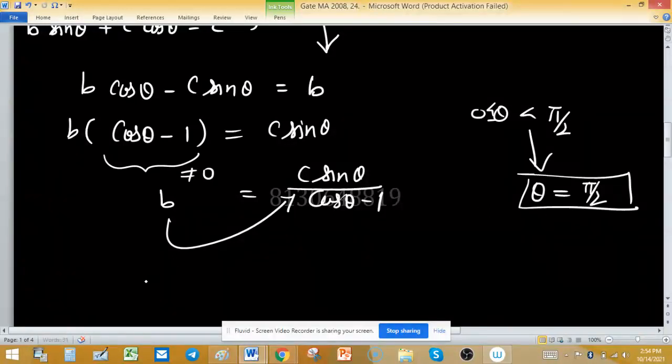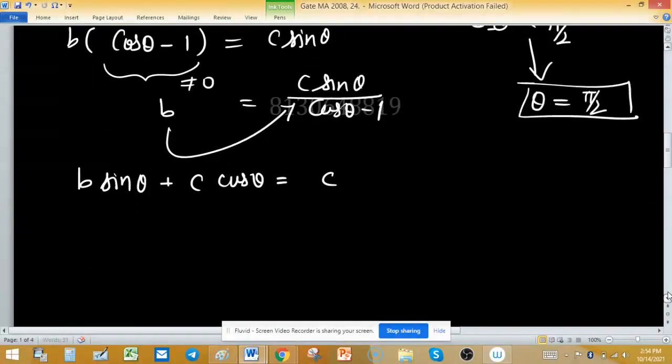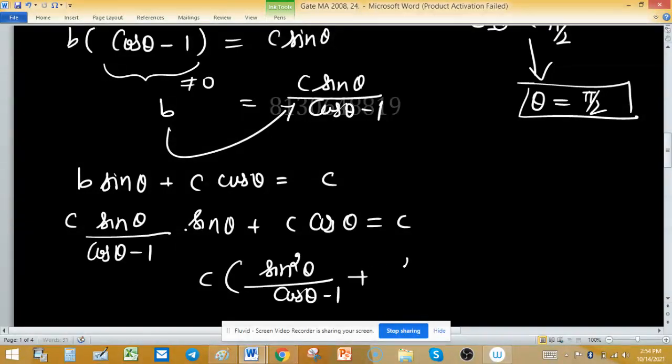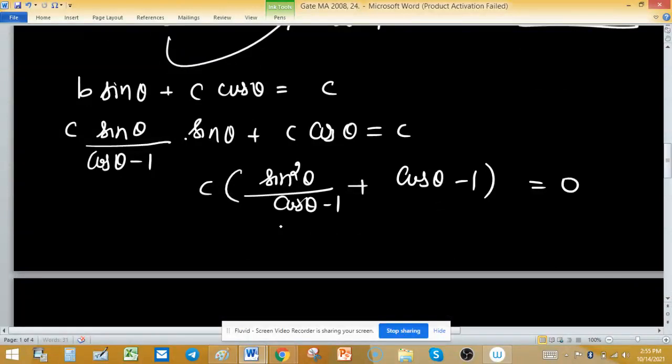So now use the third equation, which was B sin theta plus C cos theta is equal to C. Now put the value of B in this equation, as we already found it in terms of theta and C, and this was C sin theta upon cos theta minus 1, into sin theta, plus C cos theta equal to C. Now take C as common, so it will be sin square theta upon cos theta minus 1 plus cos theta minus 1 equal to 0. As this factor is never 0, I can divide.